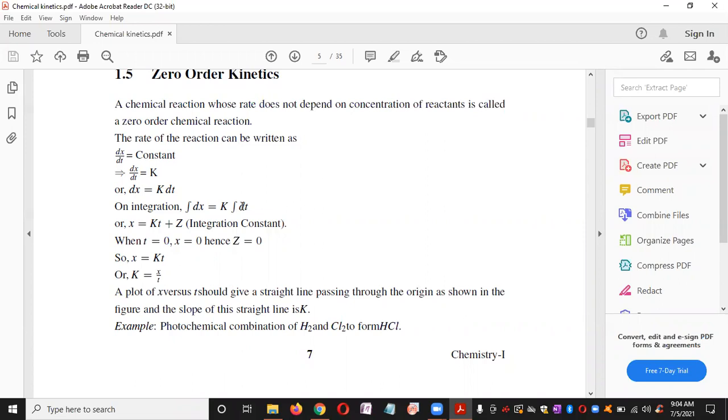We can integrate only for the symbol which is used with d. What does d imply? A small change. For the term which undergoes a small change, only for that term can we integrate. Therefore we get x is equal to k into t plus 0, where 0 is the integration constant, and the integration constant for zero order is 0. So for a zero order reaction, x is equal to k into t, that is, k is equal to x by t. This is the derivation of the rate constant for a zero order reaction.